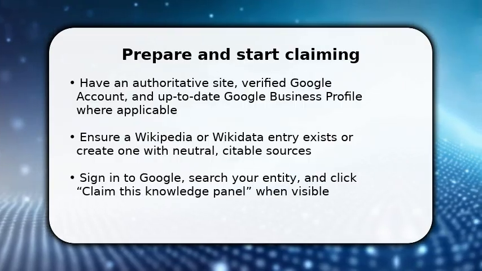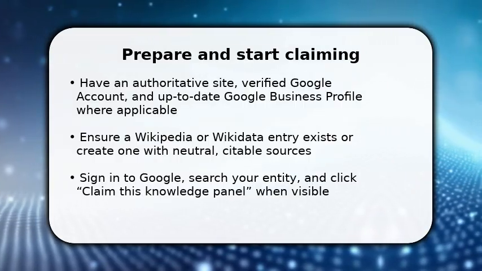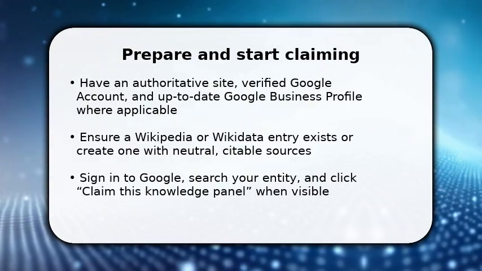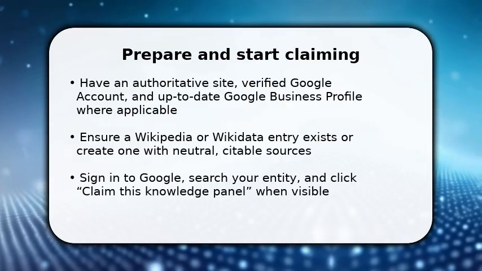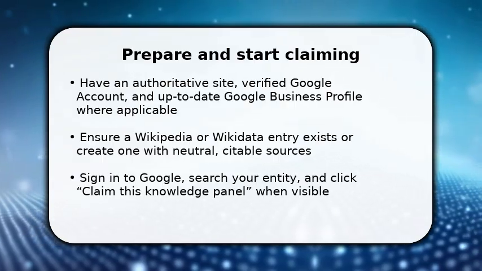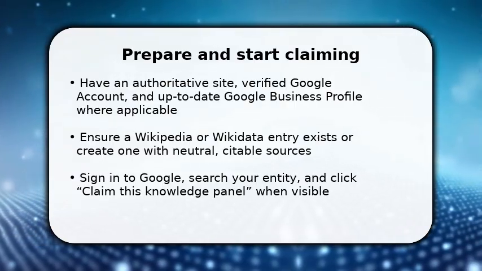Next, search Google for your entity name, locate the knowledge panel on the right, and click "Claim this knowledge panel." Follow the on-screen verification prompts. This proves control, so Google will accept future edits and signals.